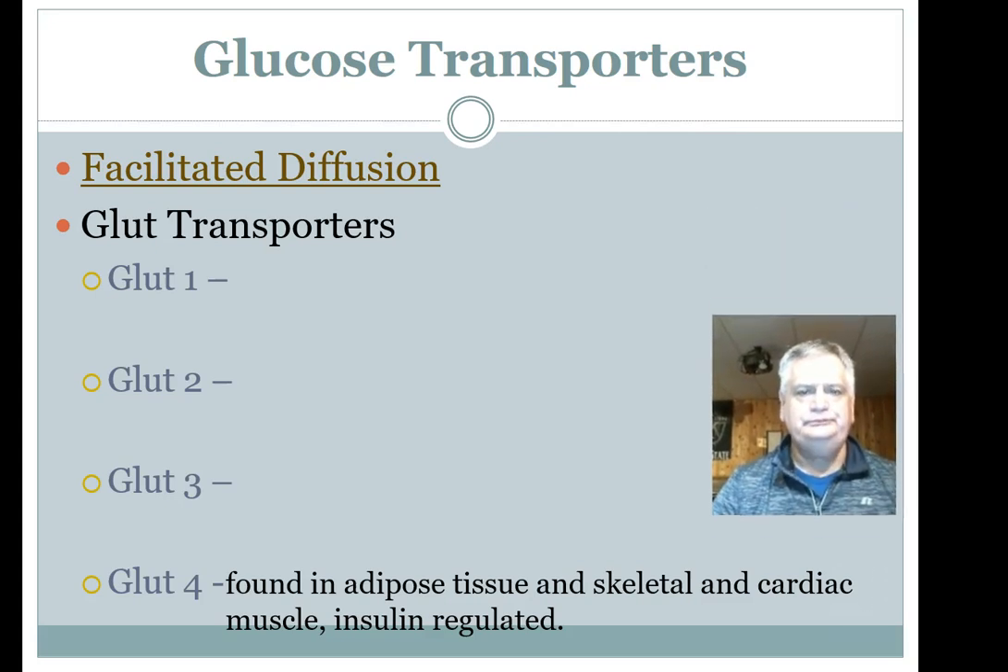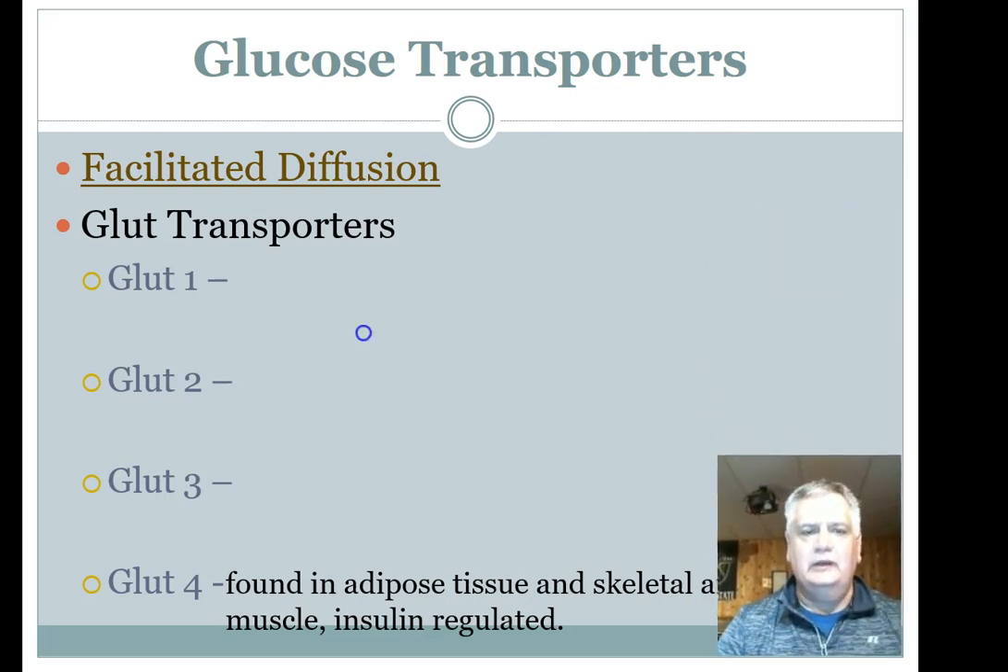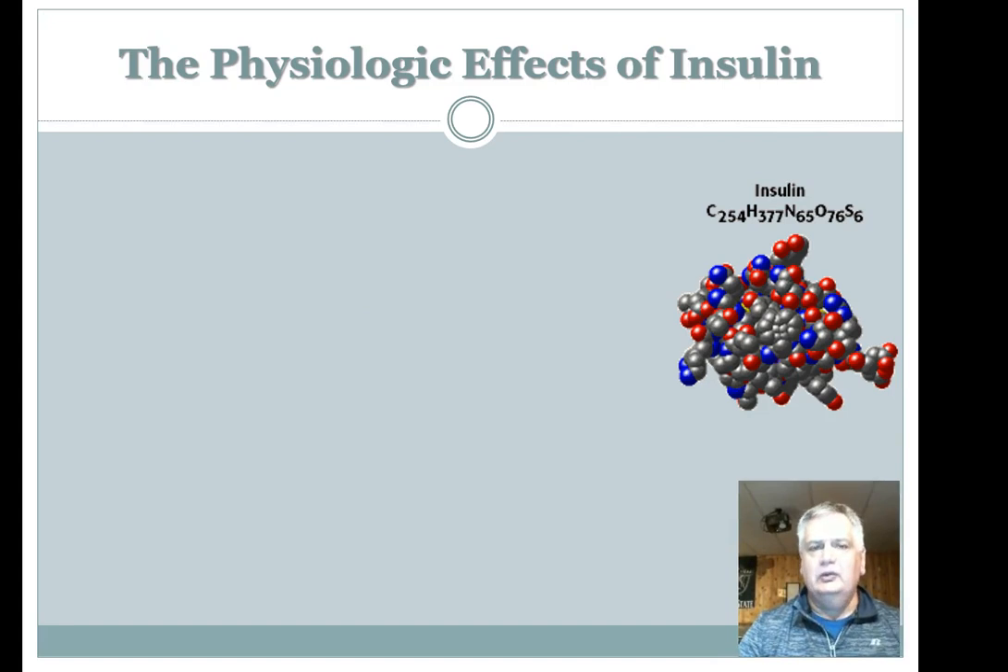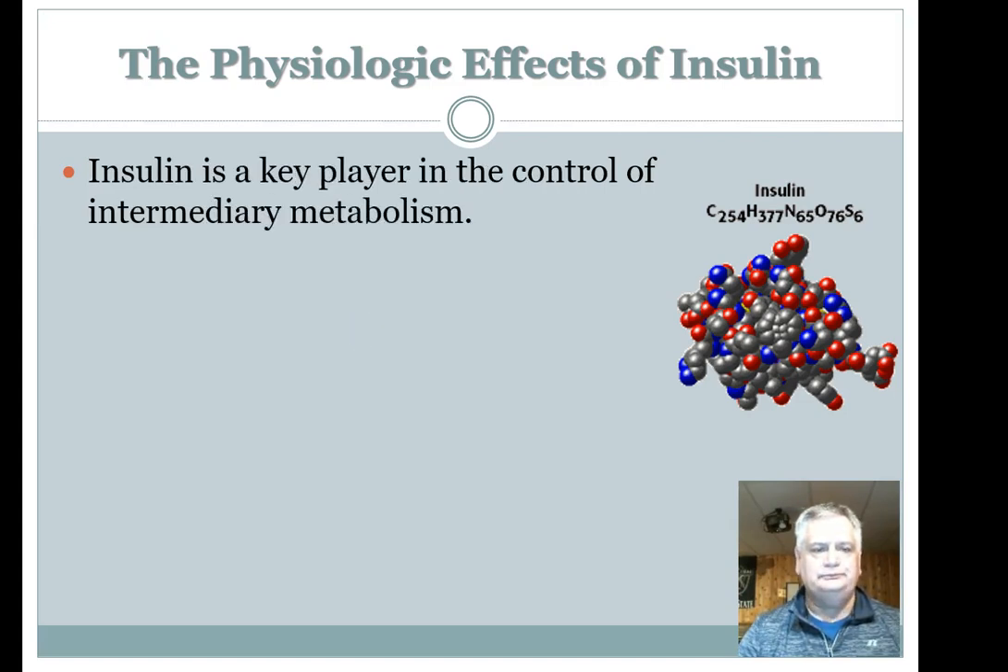Okay, with that in mind, then, we need to take a look at insulin itself, because insulin is a hormone, and it's very important in cells' ability, particularly adipose, skeletal, and cardiac muscle cells' ability to absorb glucose from the blood, therefore having a great effect on blood sugar levels. So let's take a look at the physiologic effects of insulin.